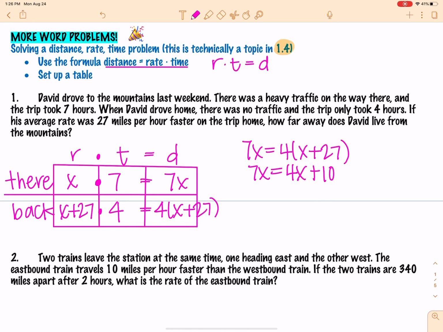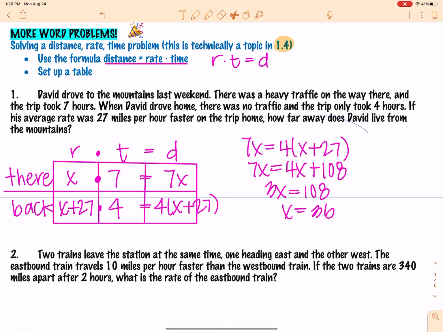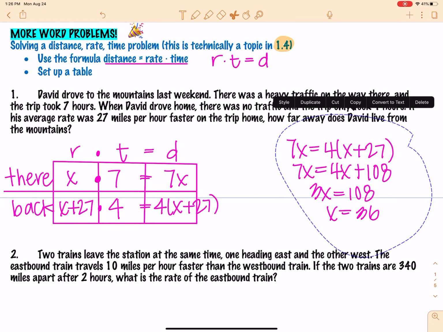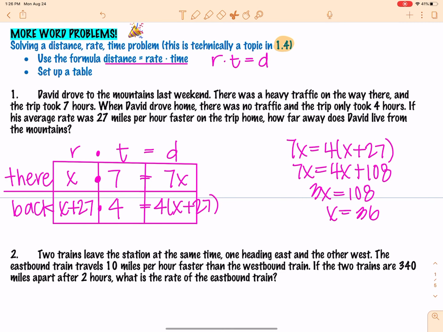So we distribute, and we get x all by itself to get x equals 36. Okay, well that is not necessarily the answer. Sometimes that will be the answer, most of the time will not be the answer. So we need to go back and answer the question. So the question, the last thing says, how far away does he live from the mountains?